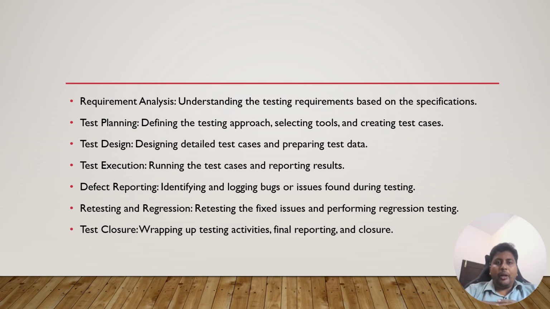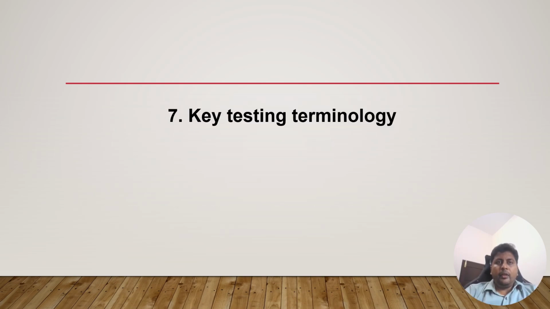Finally, test closure, wrapping up testing activities, final reporting and closure. So everything is done and dusted. You have all the reports, all the bugs are fixed, you have a working web app, then you create a test plan, you create a report of that. What is the pass percentage, what is the fail percentage, what is the number of test cases, pass, fail, everything. What are the bugs raised, what are the bugs closed, what are the bugs open, who is the tester. So everything you put together and present, that we call test closure.